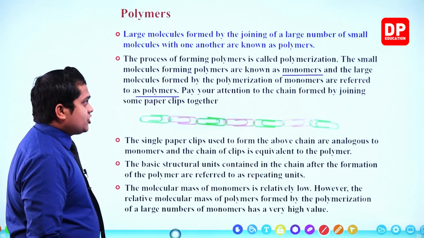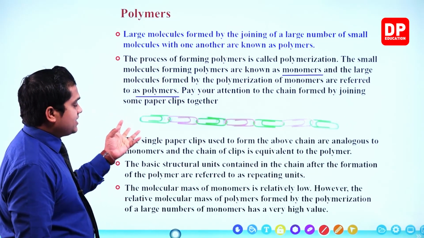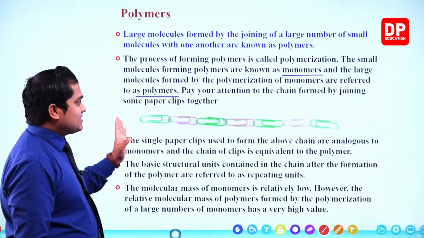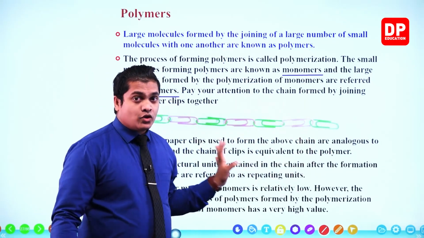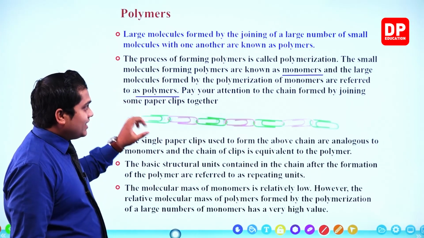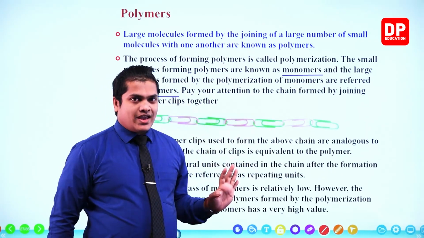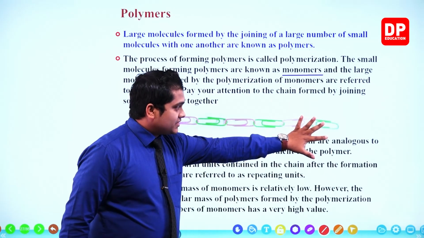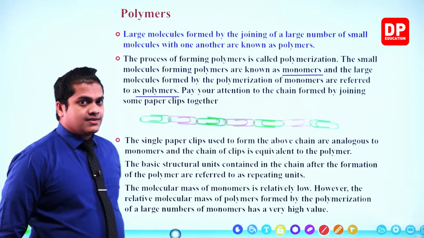Pay your attention to the chain formed by joining some paper clips together. As you can see here, these are paper clips which are joined together. There are several paper clips, so this entire chain can be referred to as a polymer. One single paper clip is the monomer. This entire chain has been created using monomers, and the chain itself, this whole unit, is referred to as the polymer.